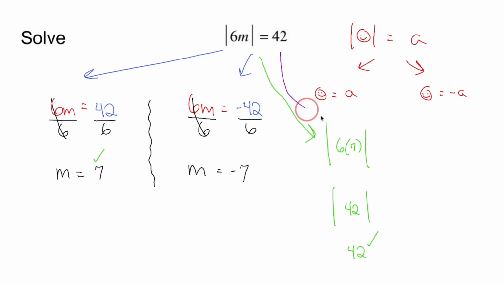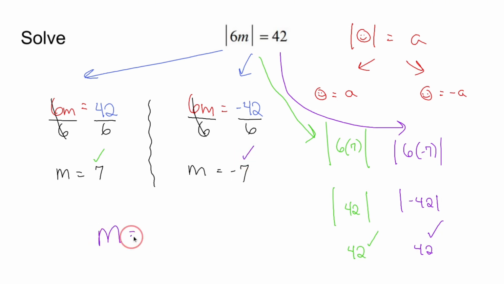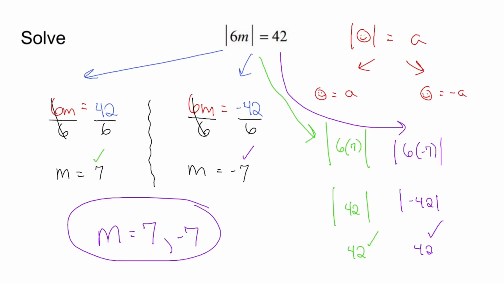So you're thinking, all right, the absolute value of 6 times negative 7 gets me the absolute value of negative 42, but the absolute value of a negative just makes it positive, so we get 42 anyway. We want to get 42, check, so it works, and then our final answer is, since it worked for both, m is going to equal both 7 and negative 7. So we have 2 answers, because 2 answers work, okay? Fun.